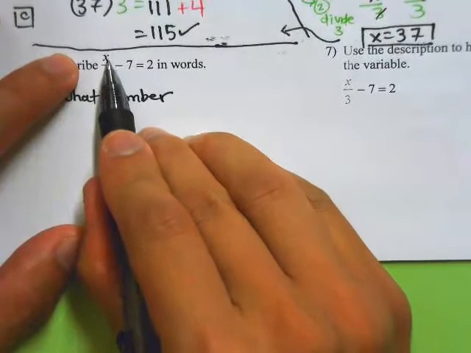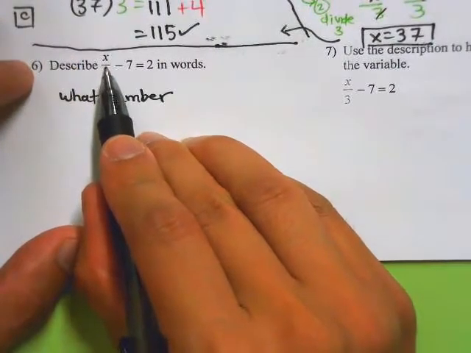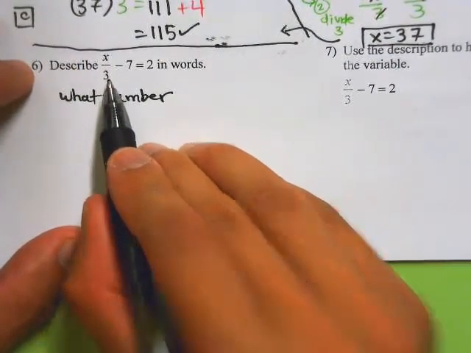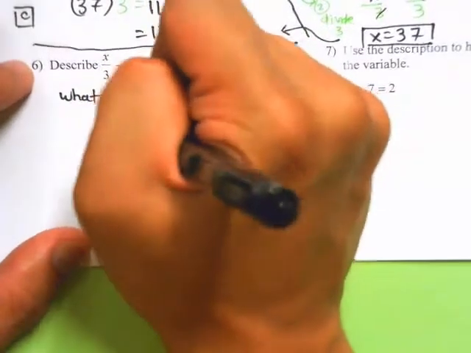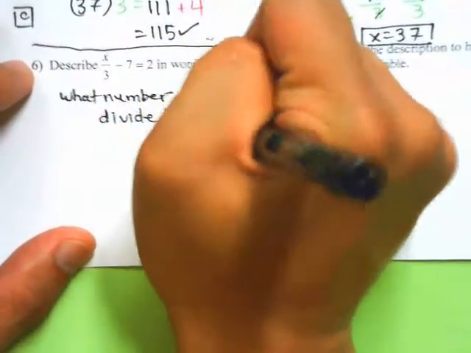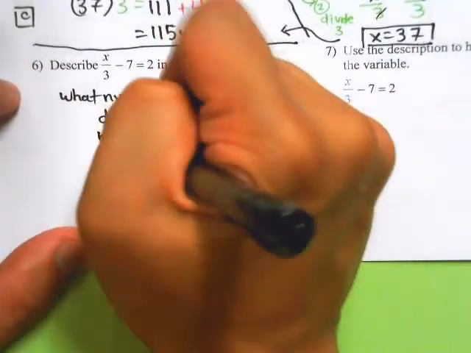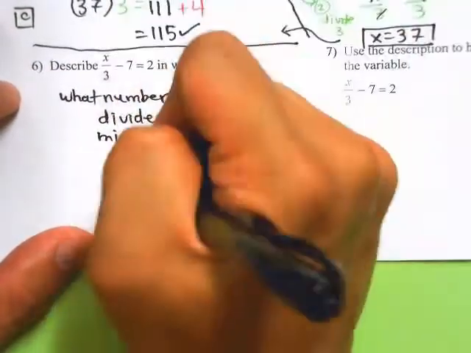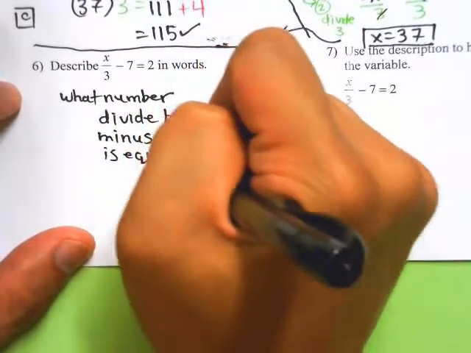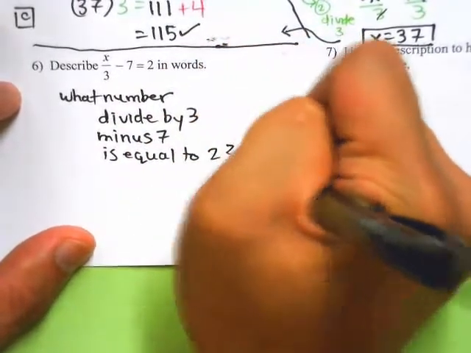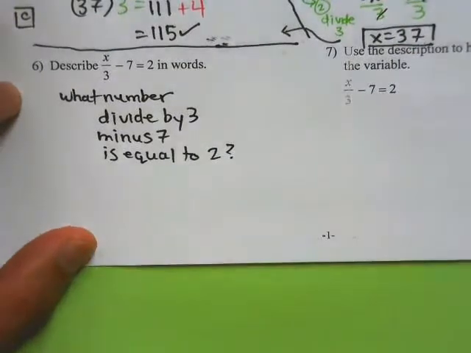What's right next to the x? It's this over 3, and over 3 is the same thing as divide by 3. What number divide by 3, and then just go from left to right, minus 7 is equal to 2, or equals 2. It doesn't matter. It's the same thing.